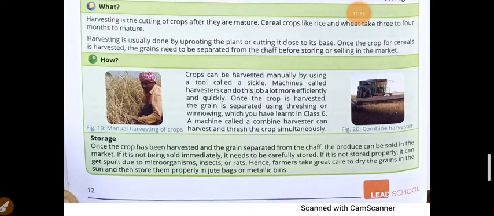If it is not sold, they will dry it out and make it safe from bacteria and rats, and then farmers will take care of the grains and store them in jute bags and metallic bins. Jute bags are the sacks that wheat comes in, and metallic bins are the iron sheet containers. In Gujarati it is called tipda.